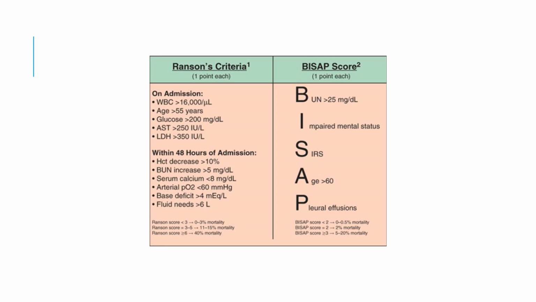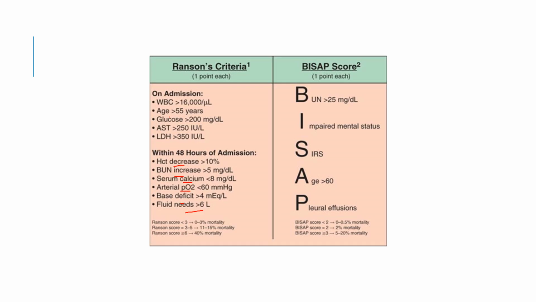Now this is Ranson criteria again. WBC more than 16,000, age more than 55, sugar more than 200 or 11 millimole per liter, SGOT more than 250, LDH more than 350. Within 48 hours, it's hematocrit, BUN, calcium, arterial PO2, base deficit, and fluid sequestration.